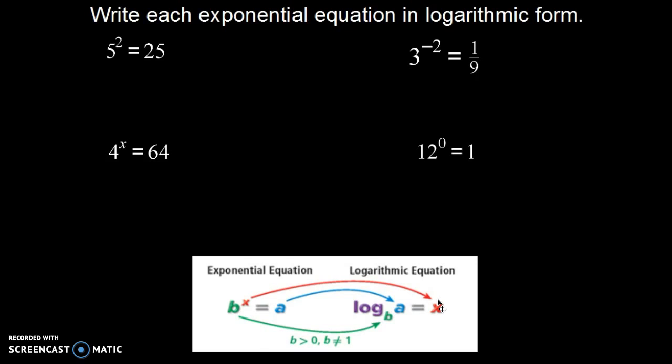So if we have 5 squared equals 25, we can quickly identify that our base is 5. Right? That's the thing that is down in the bottom part of the exponential expression. So this is going to be log base 5. Right? The base of your exponent and the base of the log will always match.